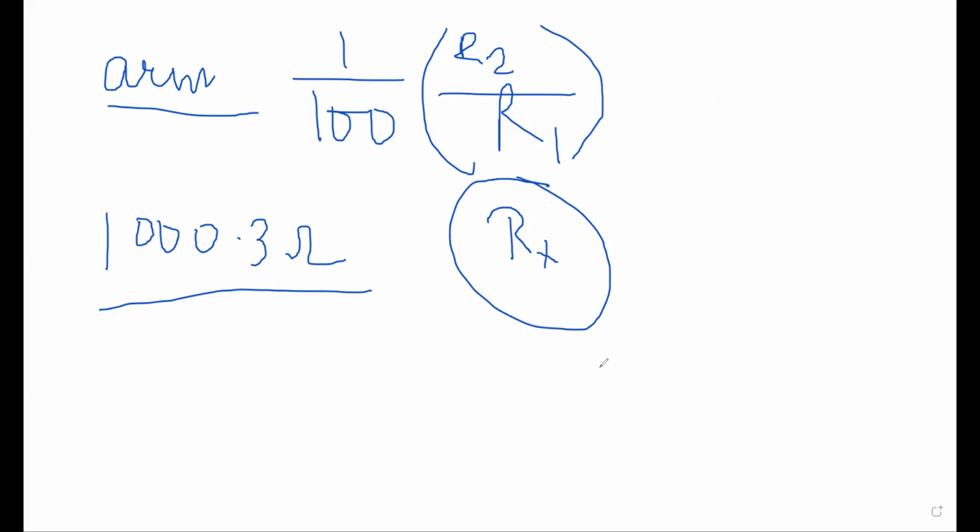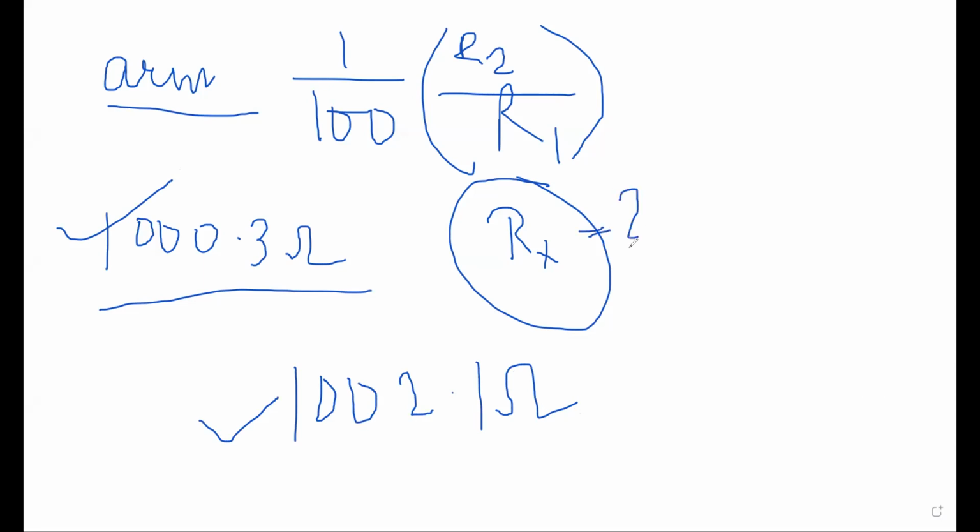And the new value of R3 to achieve the balance condition again is 1002.1 ohm. So this is the new value of R3 and the previous one is the old value of R3. Then you write the question: find the change of Rx due to temperature change.